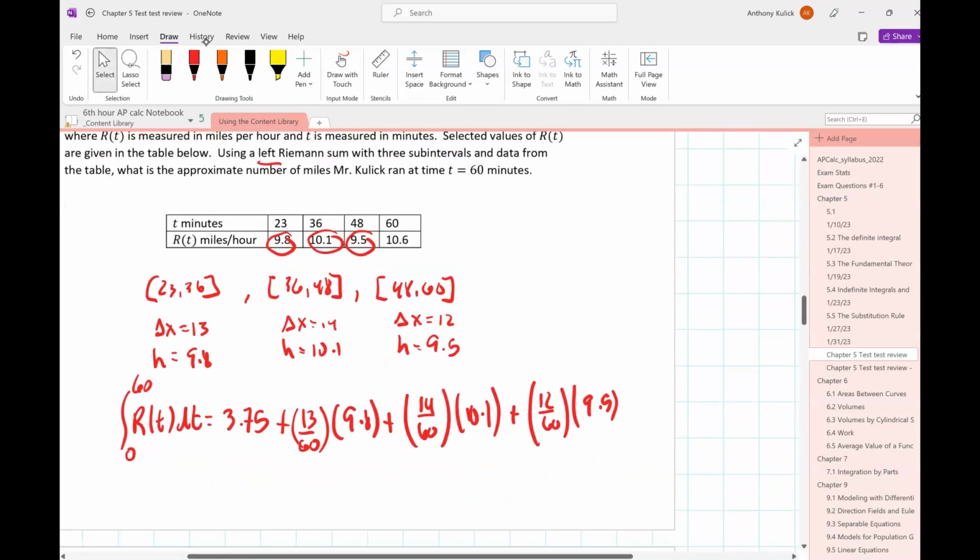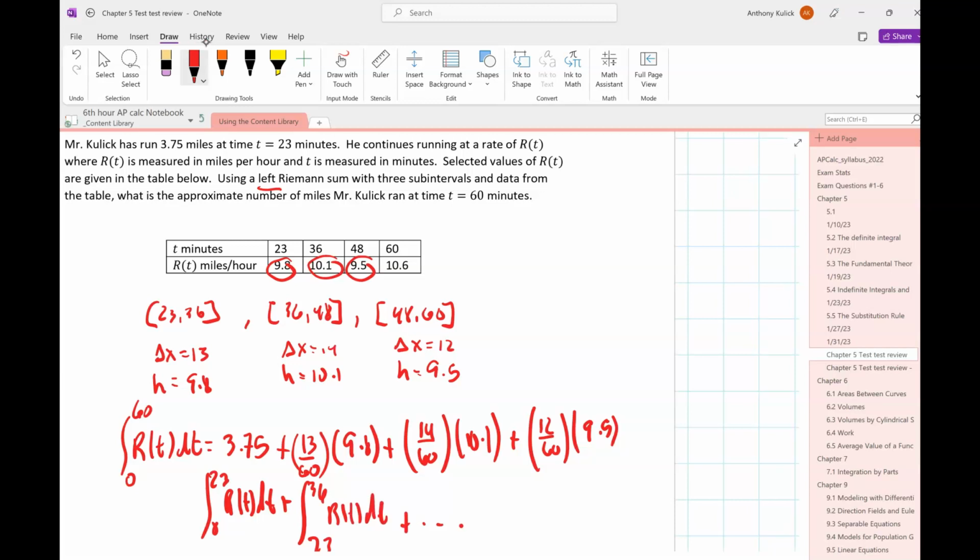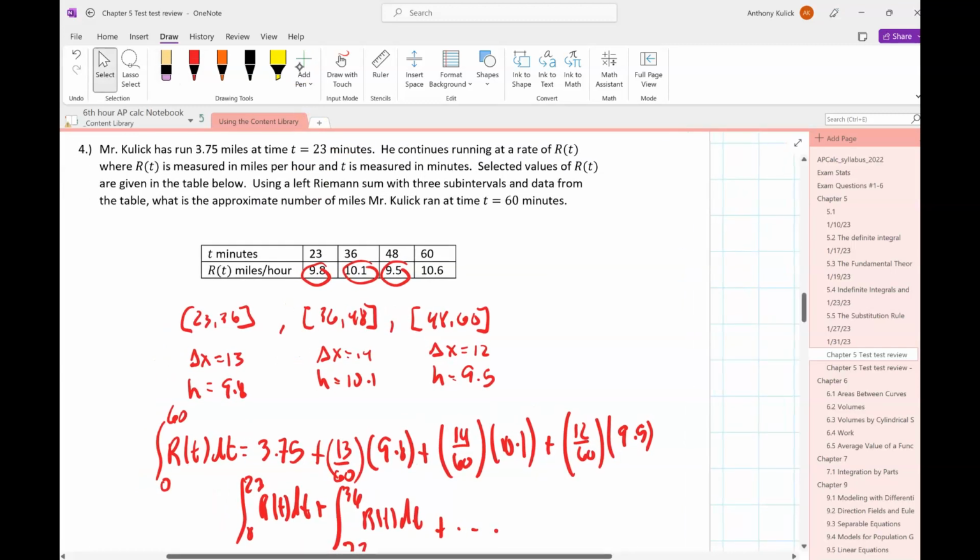Yeah, so this is the integral from 0 to 23 of r of t dt, and then the integral from 23 to 36 of r of t dt, etc. Right? Each one of those rectangles is an approximation for an integral, and that's it. So the thing you care about is the left Riemann sum tells you which endpoint to use for the height. And then this piece here told you what happened prior to where the table started.